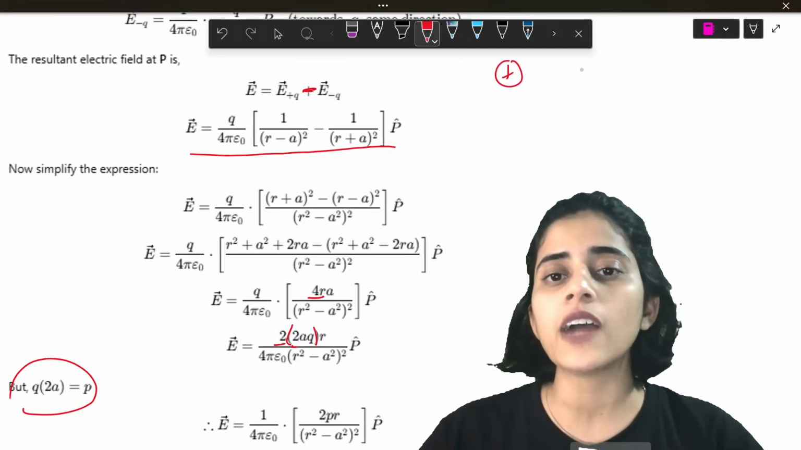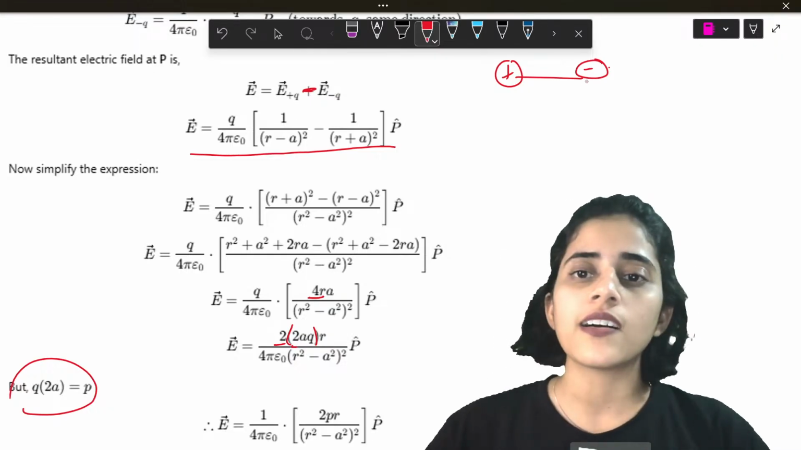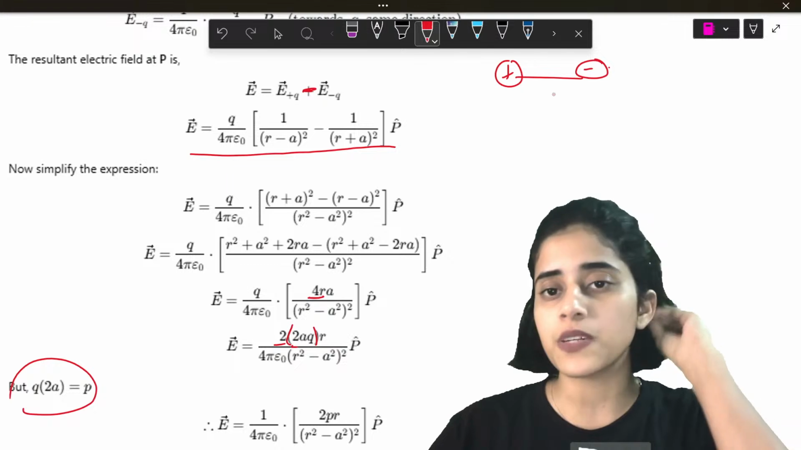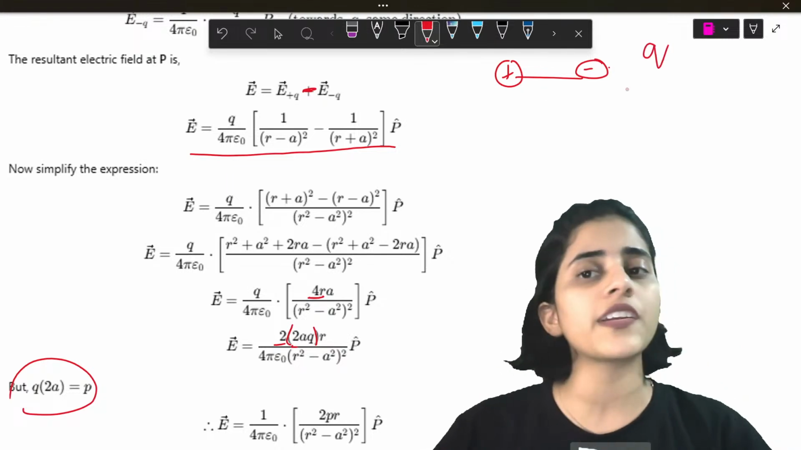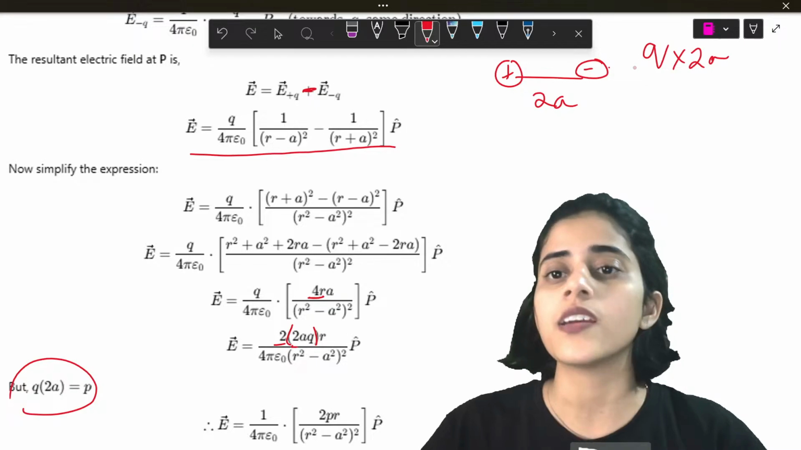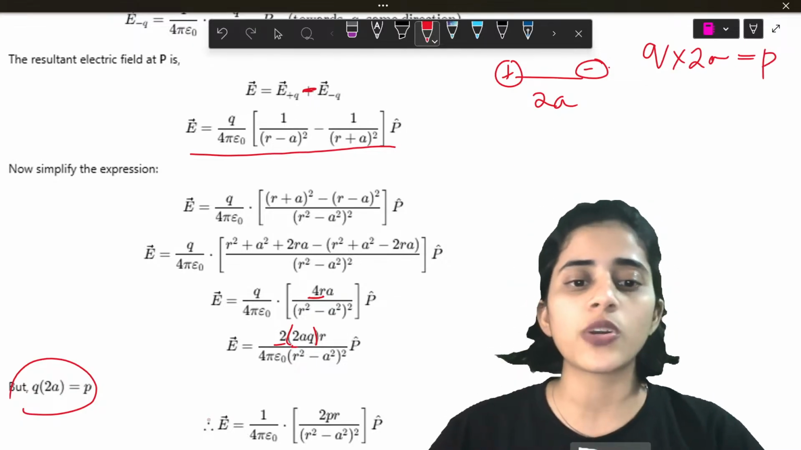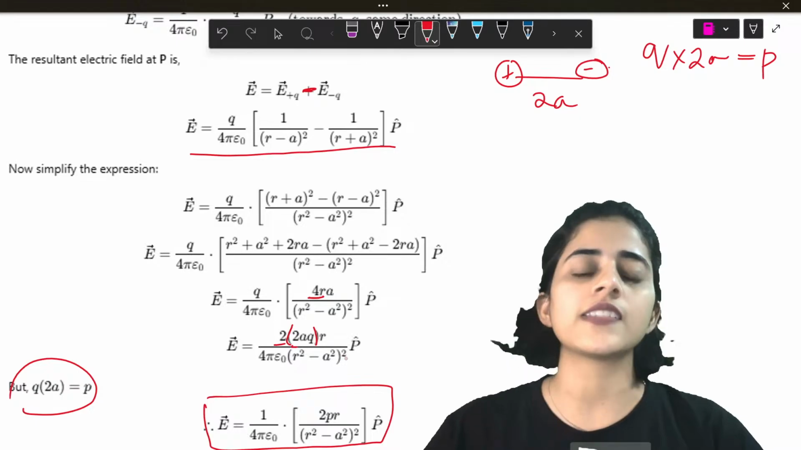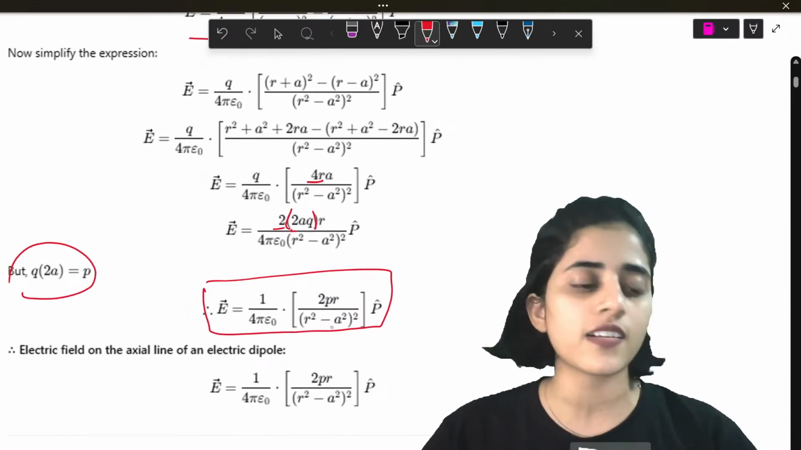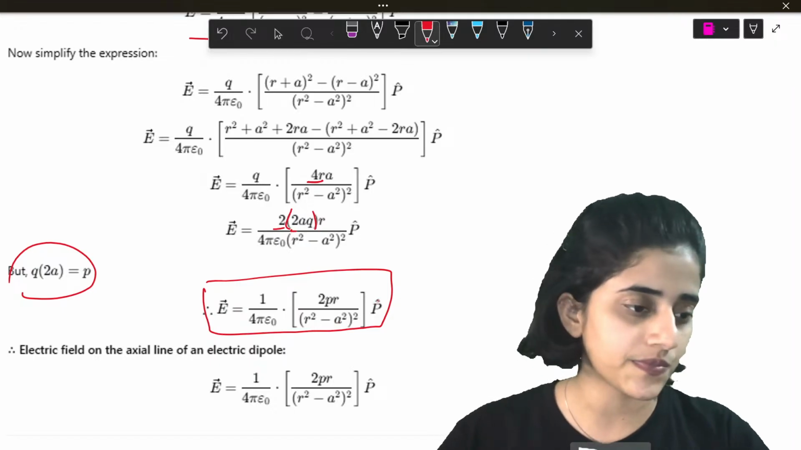If you have a dipole, there's a new quantity called dipole moment. Dipole moment means the charge on the dipole times the distance between the two charges, which is 2A. So dipole moment is given by the letter P. That is how you get the final answer: E is equal to 1 by 4 pi epsilon naught 2PR by (R square minus A square) the whole square.